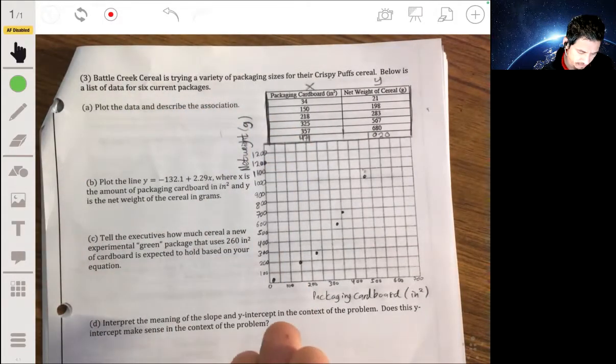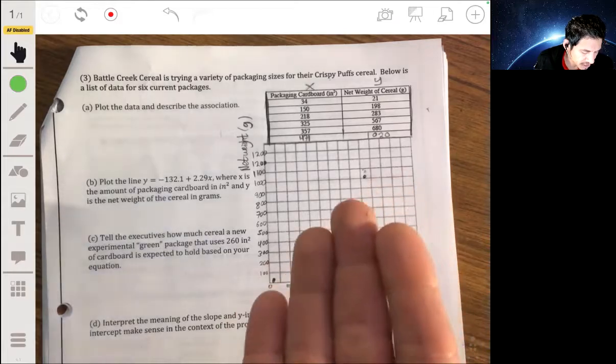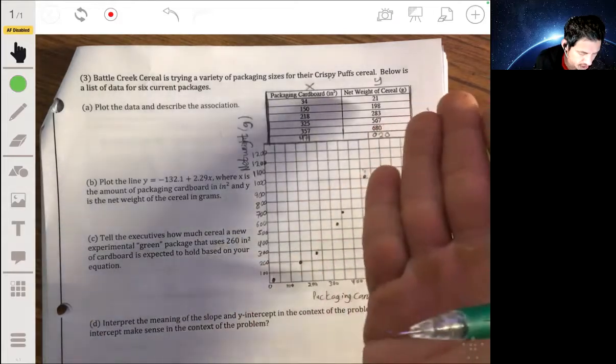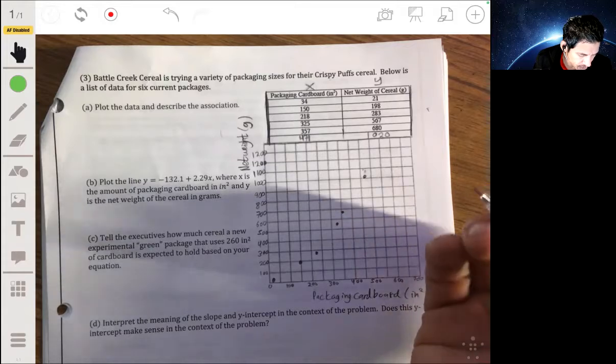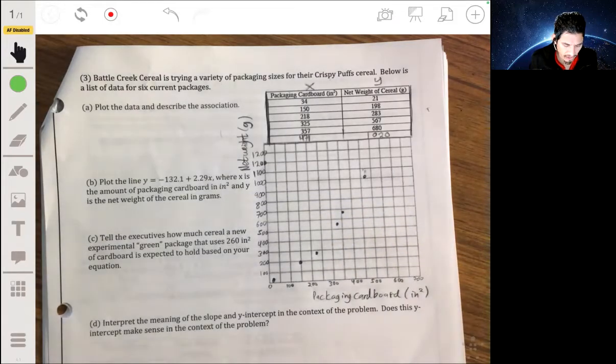So we were basically going to say there appears to be a positive, linear, looks like pretty strong relationship between packaging cardboard and net weight of cereal with no obvious outliers.